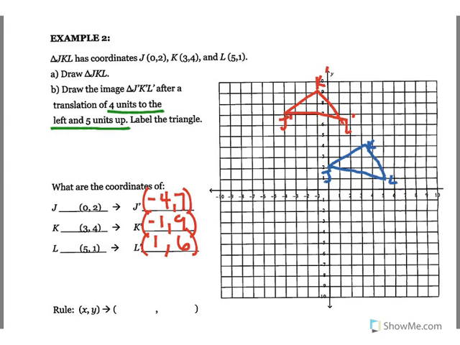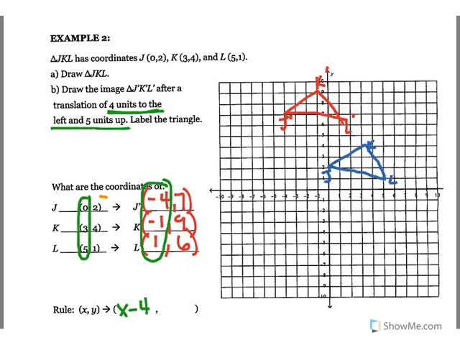Okay, then you need to write a general rule about this. Okay, we went 4 units to the left and 5 units up. Since we're counting to the left, we are subtracting from the x. So it'd be x minus 4. Because if you look at all of my x coordinates from the old image to the new, they are decreasing by 4 each time. So it's going to be x minus 4.